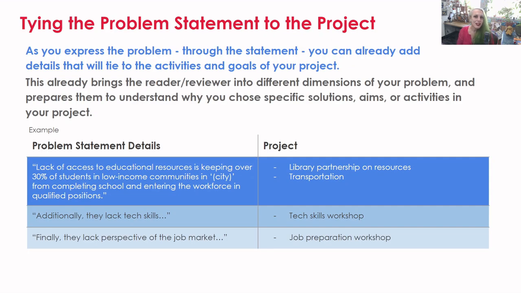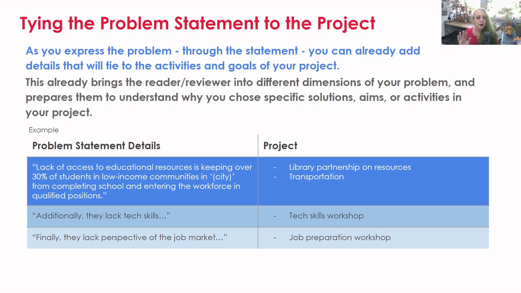So another really cool idea that we spoke about briefly is the idea of tying the problem statement to the rest of the project. While we, of course, can elaborate more on how the problem statement ties into the project throughout the grant, it's good that in the problem statement itself, in the succinct version, in the first or second paragraph, we can already add other little problems that are associated to the bigger problem that we are going to address later with the activities in our grant.